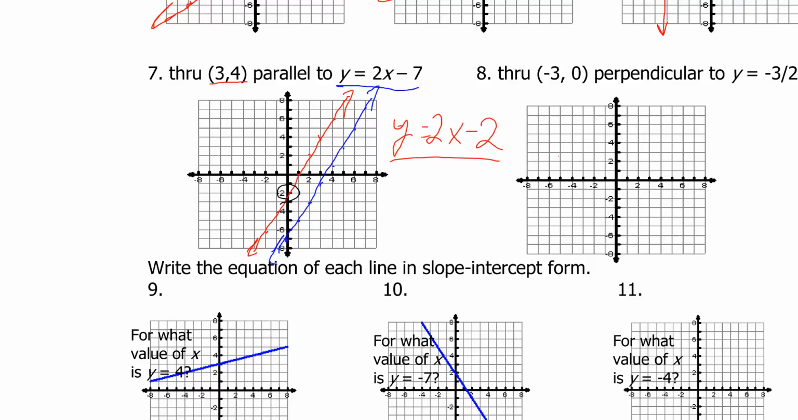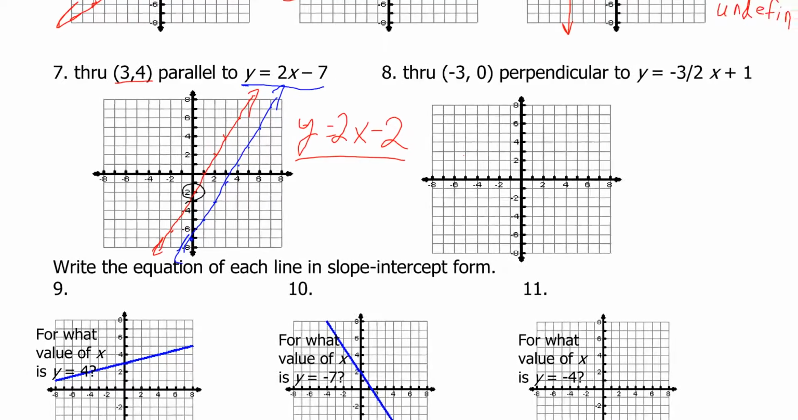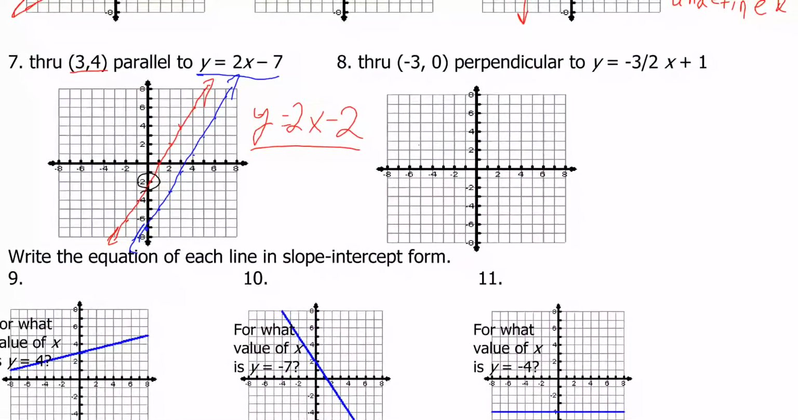Next one, okay? We've got a line that's going to be perpendicular to y equals negative 3 halves x plus 1. Alright? So, again, we're going to do this one in blue, and then we're going to do what this line does in red. So, we're going to start off at positive 1. And then we're going to go down 3, right 2. So 1, 2, 3, 1, 2. 1, 2, 3, 1, 2.